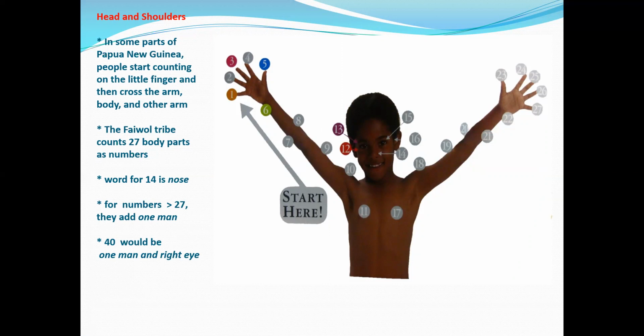So if we have 40, a man, and we need 13 more. Which body part represents 13? It's the right eye. So a man and the right eye represent 40. So that's another representation of our integers. Again, this is used by the Fayol tribe in Papua New Guinea.